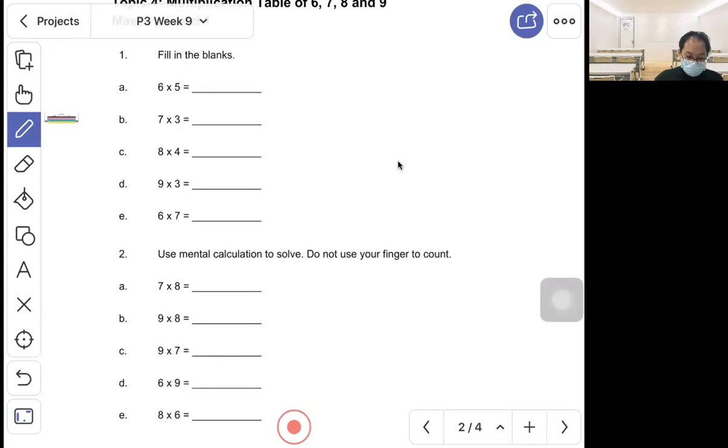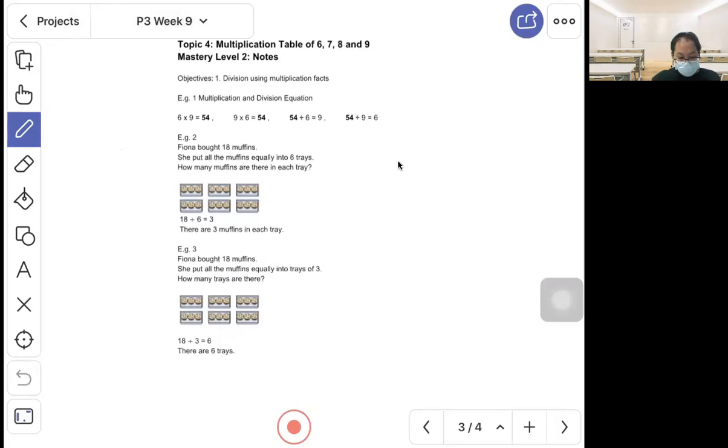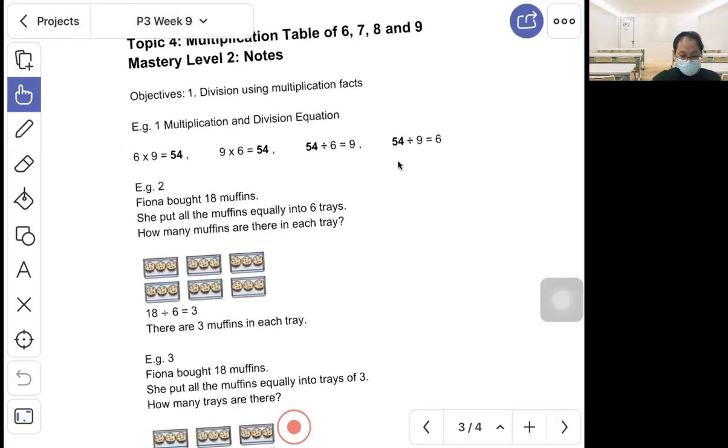So now I'll give you the answer. 6 times 5, 30. 7 times 3, 21. 8 times 4, 32. 9 times 3, 27. 6 times 7, 42. 7 times 8, 56. 9 times 8, 72. 9 times 7, 63. 6 times 9, 54. 8 times 6, 48.